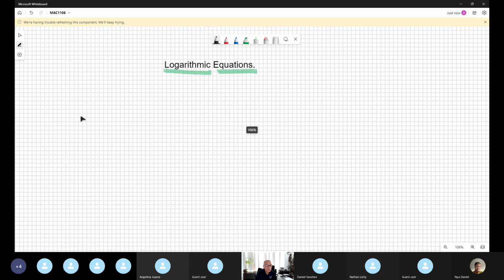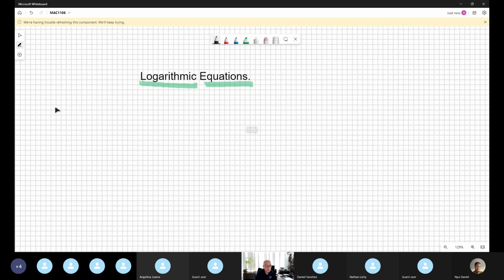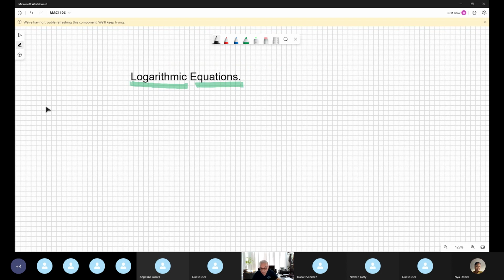Okay. What should I do? Let's see example 1. I bring a lot of examples. Example 1 is logarithm base 3 of x plus logarithm base 3 again of x minus 24 equals 1. This is the example.